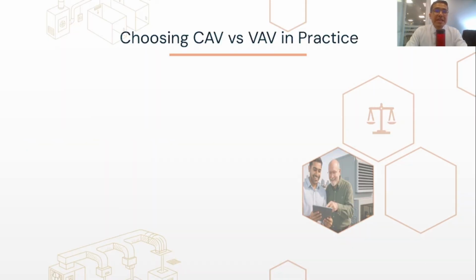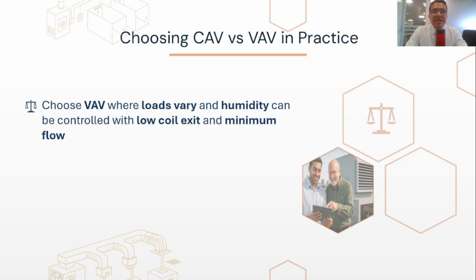Having examined the distinct behaviors of CAV and VAV systems, we can now address a critical question: how do you choose between CAV and VAV in practice? The decision ultimately comes down to matching the system's operational characteristics to the specific needs of the building and its occupants. In diverse variable load buildings, VAV tends to best align with energy and fan power savings while maintaining comfort and indoor air quality via minimum flow and the cold coil.